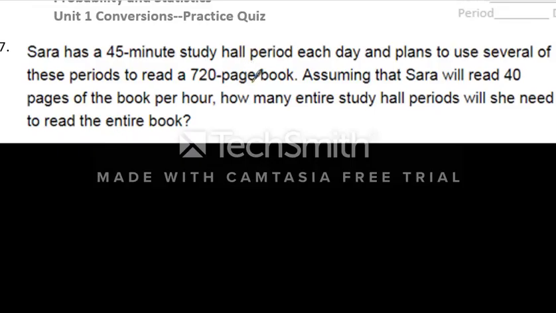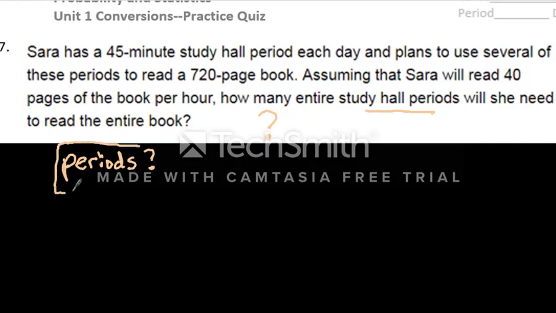All right, so last one that we're going to look at is number 7. So first off, once again, let's figure out what does the question want me to answer. It says, how many entire study hall periods? So how many study hall periods will I need to read the entire book? So I'm looking for some form of study hall period.